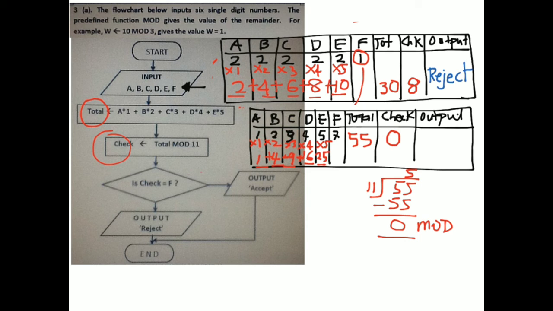Okay, so your mod is 0, and compare it in the decision symbol. Is 0 equal to the value F? Your value F is 7. So it's not equal again, it's no. So again, another message reject will appear under the output column.